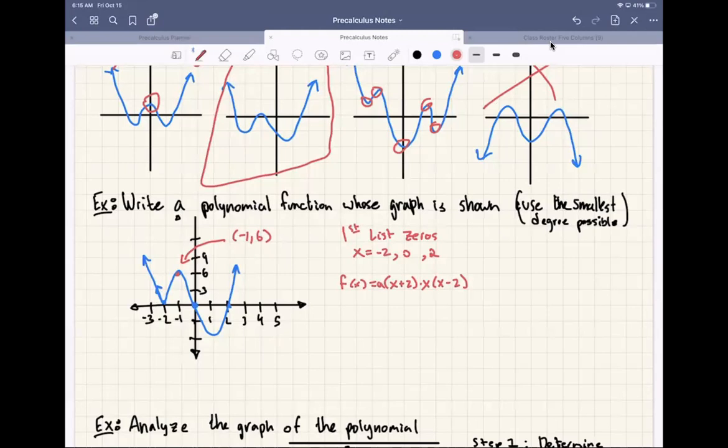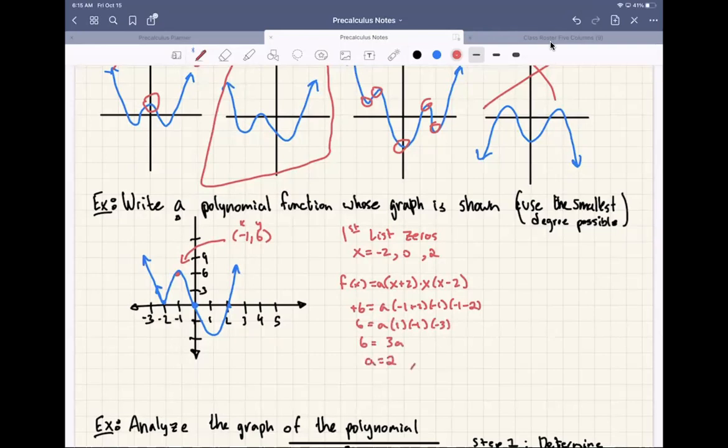So we're gonna go ahead and plug that in for x and y values. This is x and this is y, or f of x, right? So it's +6. So 6 equals a times -1 plus 2 times -1 times -1 minus 2. All right, which is going to equal a times 1 times -1 times -3, equal to 6. So 6 is going to equal 3a, which means a is equal to 2.